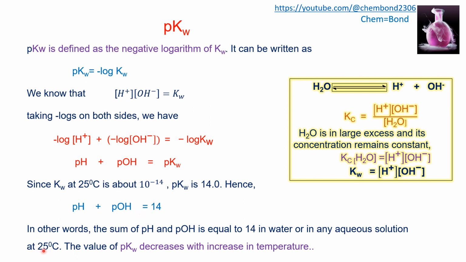If the temperature is increased or decreased from 25 degrees C, then the values of pKw and Kw will change. We know that the value of pKw will decrease with an increase in temperature, and the value of Kw will increase with an increase in temperature.